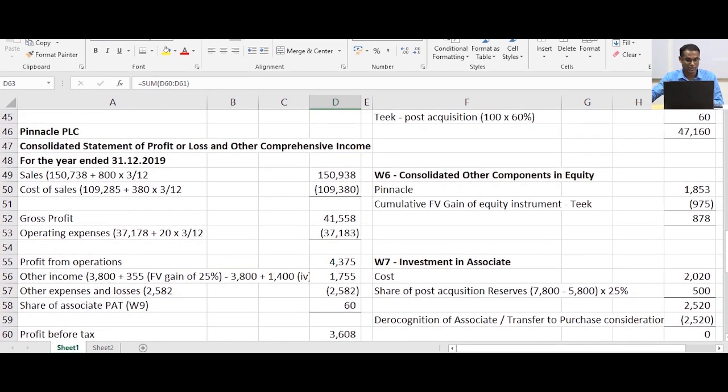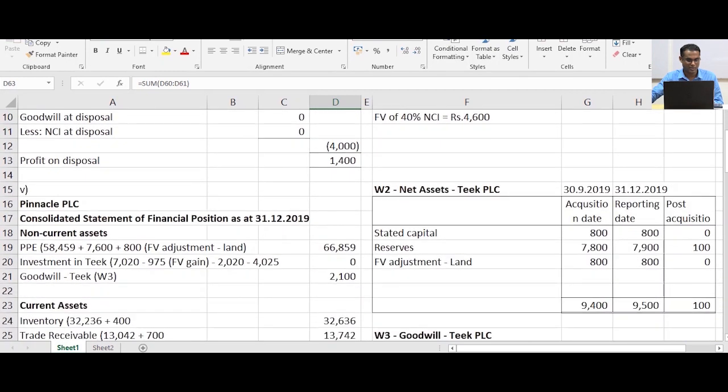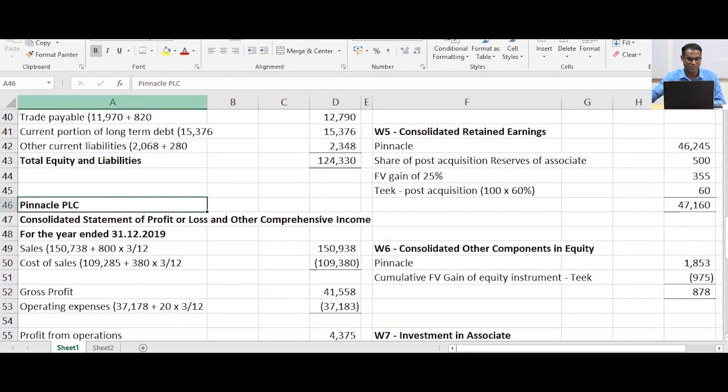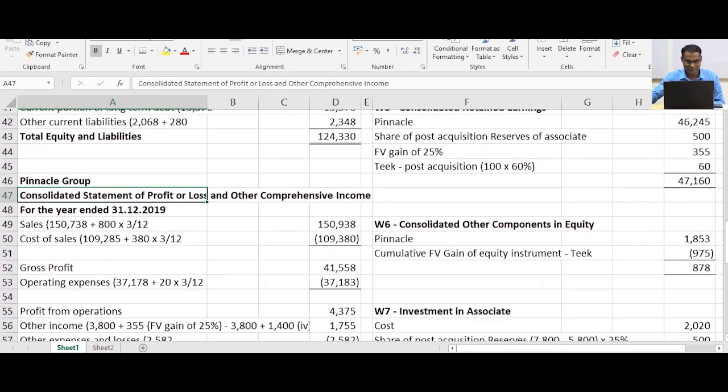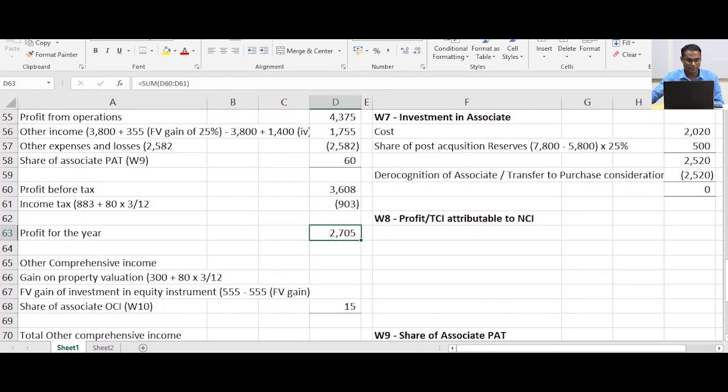Okay, so if I correctly mention the name, this has to be now not Pinnacle PLC. It has to be what? Pinnacle Group. It's the consolidation accounts, right? Pinnacle Group Consolidated Statement of Financial Position as at 31st December 2019. Similarly, in the income statement also, the name has to be not Pinnacle PLC, Pinnacle Group, as it is group accounts, right? Small correction.